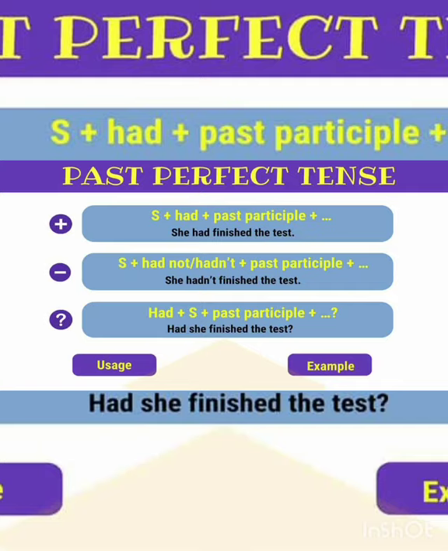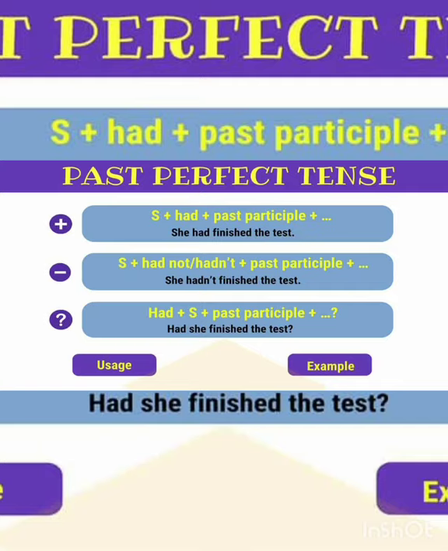So, to frame a sentence in past perfect tense, first comes the subject, then comes the helping verb had, and then comes the past participle of the main verb, and then the object follows. Here you can see the example. She had finished the test. She is the subject, had is the helping verb, and finished is the verb 3 form of the main verb. So the formula is subject plus had plus past participle plus the continuation part of the sentence.